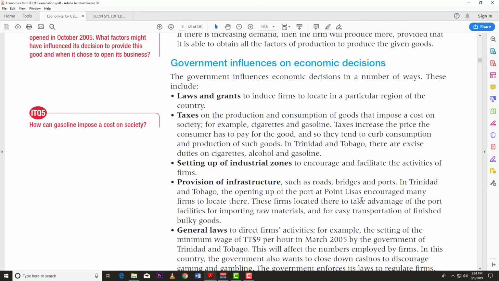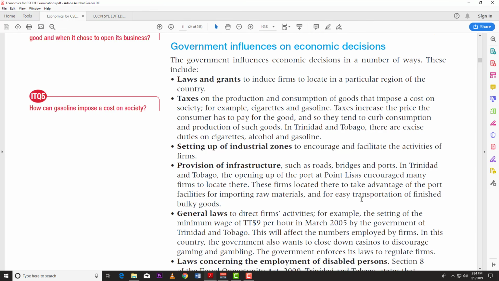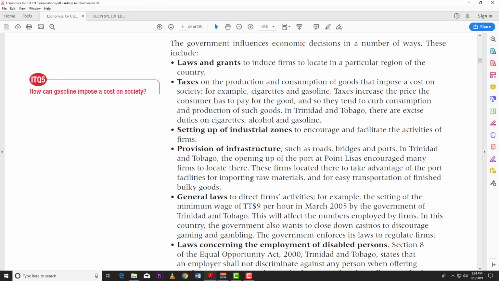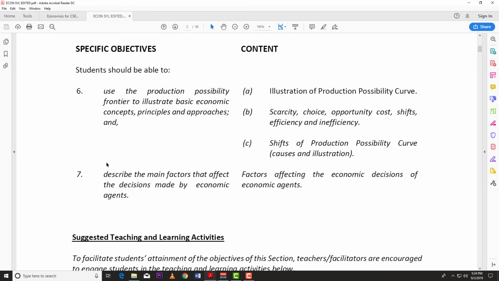this part. Government influences on economic decisions. These are the various ways government influences economic decisions for individuals and firms. Taxes, laws, zoned areas. So yeah, that's basically it for this section. So that concludes section 1 for the economic syllabus. Section 1 is done, dusted. 3 videos we covered section 1. So this was the last video for that one.